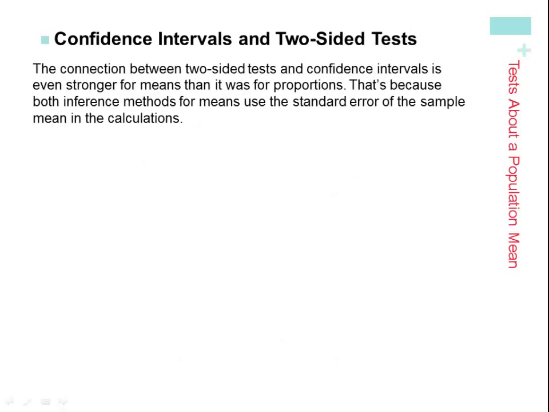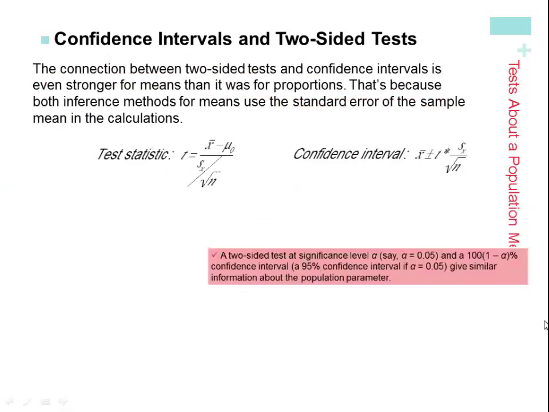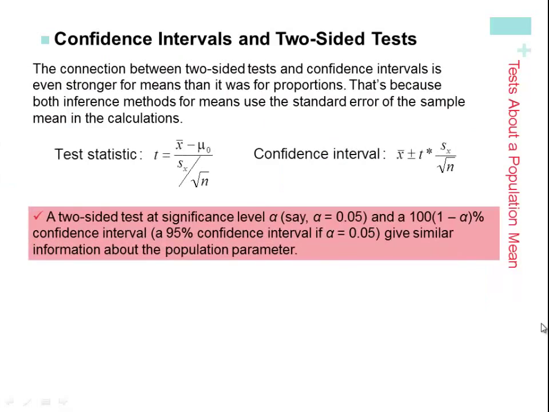The connection between two-sided tests and confidence intervals is even stronger for means than it was for proportions. That's because both inference methods for means use the standard error of the sample mean in the calculation. Notice for my test statistic t, the denominator is s sub x divided by the square root of n, and for my confidence interval, my standard error is s sub x divided by the square root of n. These two values were not the same when we were dealing with proportions. One involved our hypothesized p naught value, and one involved the p hat value.